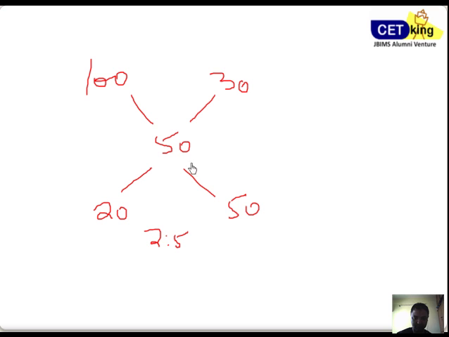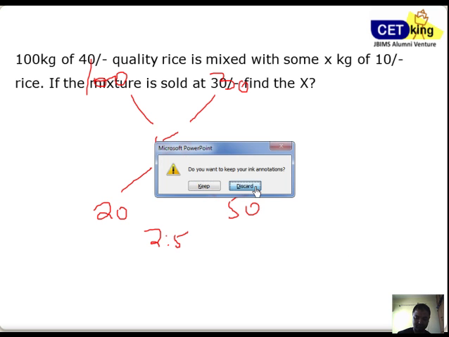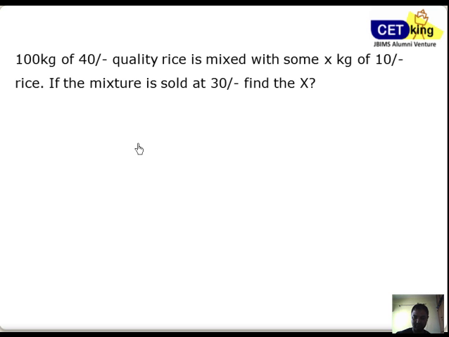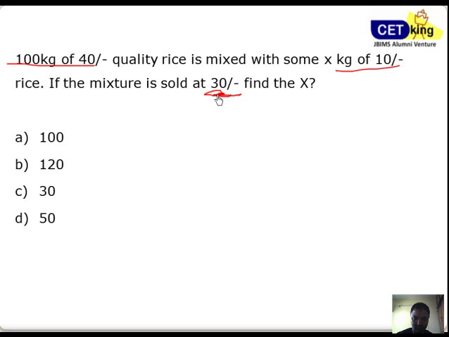Okay, I'm going to give you now 3 questions. Hopefully at the end of these 3 types of questions, you should be able to get everything clear. First type of question: there is 40 rupees rice and the quantity is 100 kg, mixed with 10 rupees cheaper rice, whose quantity you have to find. They are mixed to get a rice which is sold at 30 rupees a kg. First question is to find the ratio in which they are mixed. Second question is to find the quantity X of the 10 rupees rice.